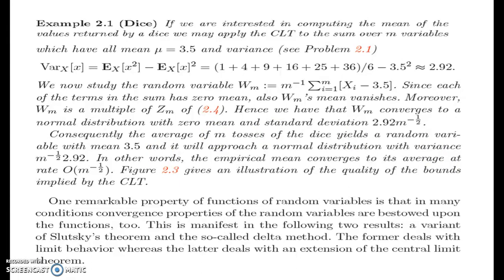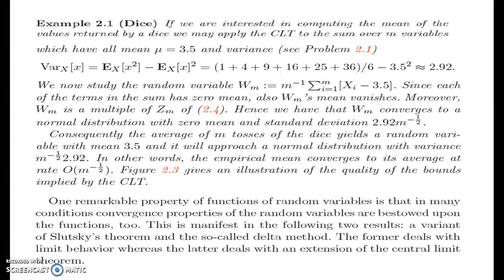We now study the random variable Wm, which by definition is equal to m to the power of minus 1 times the sum for i equals 1 to m of xi minus 3.5. Since each of the terms in the sum has zero mean, Wm's mean vanishes. Moreover, Wm is a multiple of Zm of 2.4. Hence Wm converges to a normal distribution with zero mean and standard deviation 2.92 m to the power of minus 1/2.